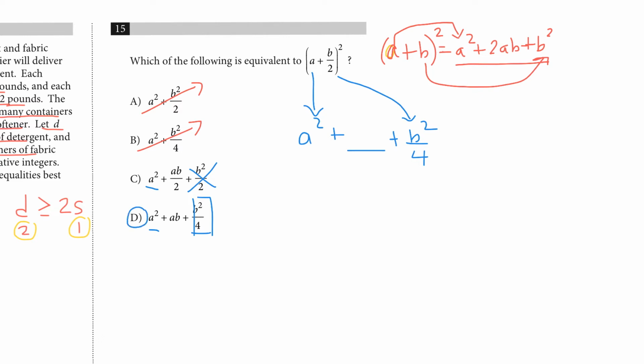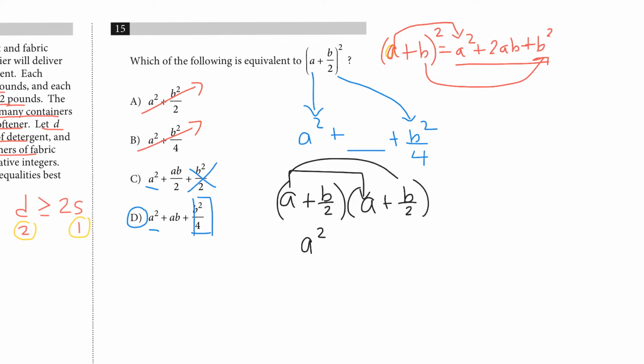And I know some of you are thinking, but wait a minute. What if you just want to multiply it out? Well, you just do FOIL. A plus B over 2 times itself, A plus B over 2. Let's see what happens. You would multiply A times A. That gives you your A squared. And then multiply the outer. A times B over 2 would be AB over 2, or 1 half AB. Multiply the inner, and it gives you the same thing, AB over 2. And then multiply the last one with the last one. B times B would be B squared, and the denominator 2 times 2 would be 4.